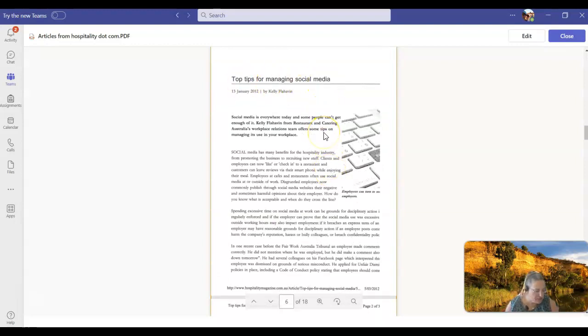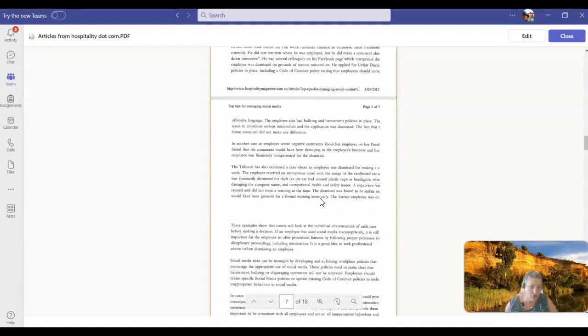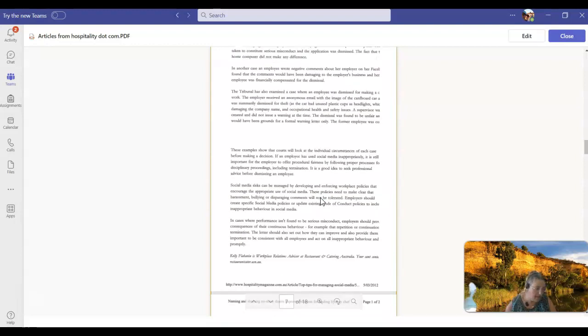Top tips for managing social media. Social media has many benefits for the hospitality industry, from promoting the business to recruiting new staff. But then we also have some negatives as well. Disgruntled employees now commonly publish their negative and sometimes harmful opinions about their employer through social media websites. They can lead to court cases, it can lead to businesses shutting down, it can lead to mainstream media picking up the hostilities, all kinds of things can happen.